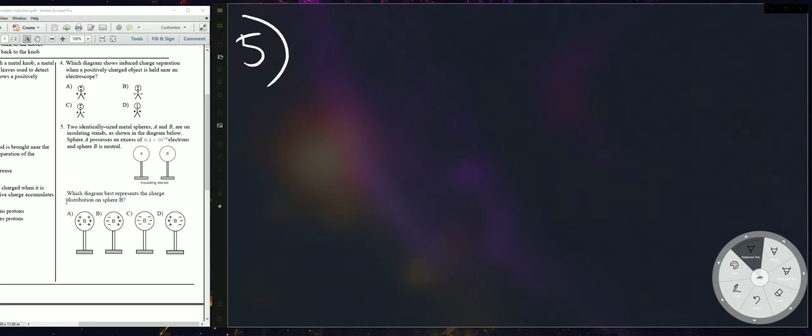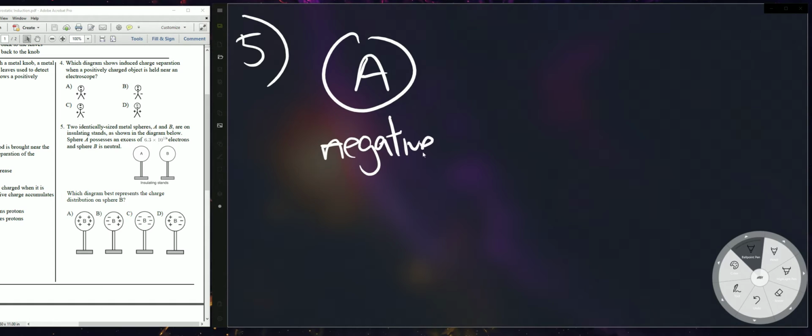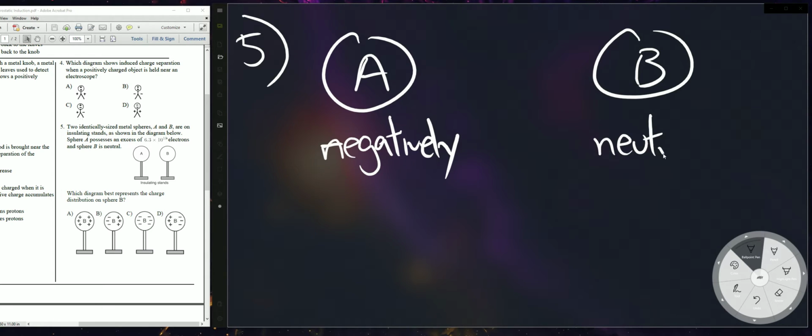Which diagram best represents the charge distribution on sphere B? So A is negatively charged, right? It says it has an excess of electrons, so that means it's negative. And so B is neutral.